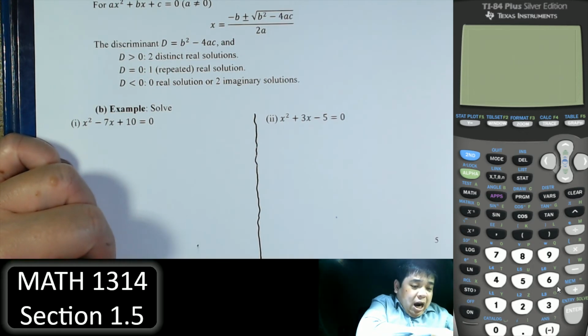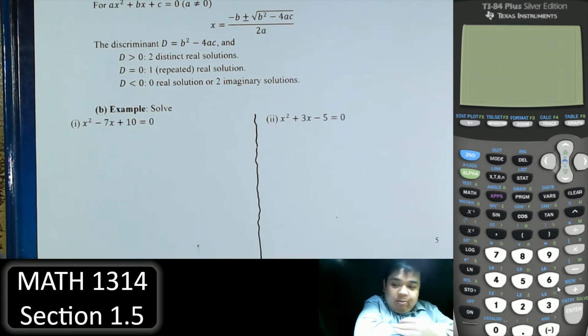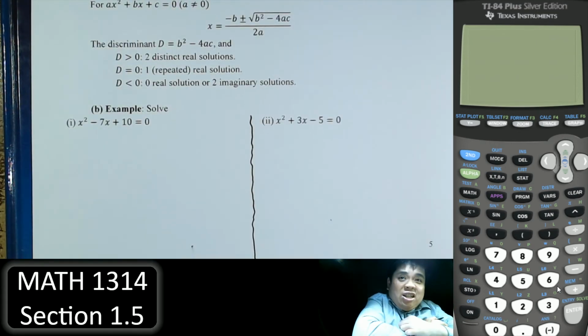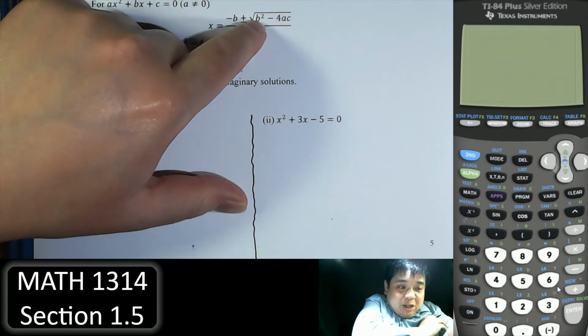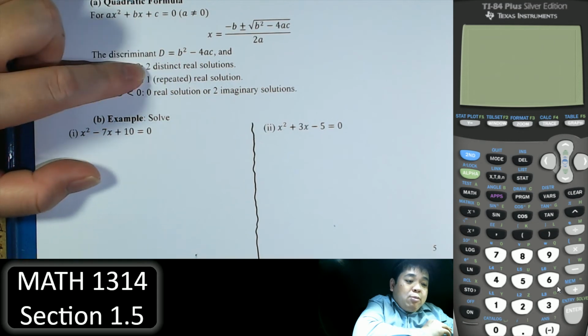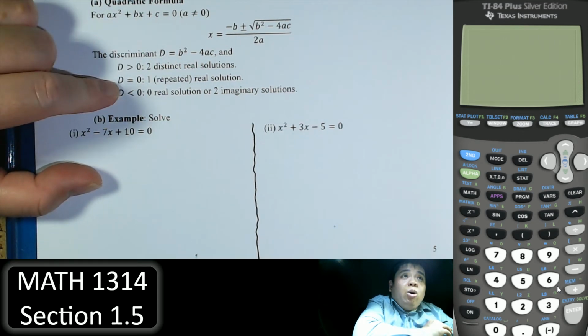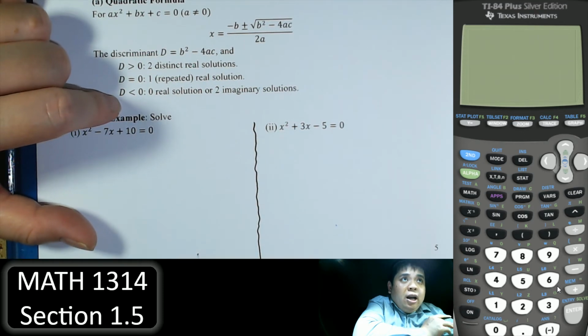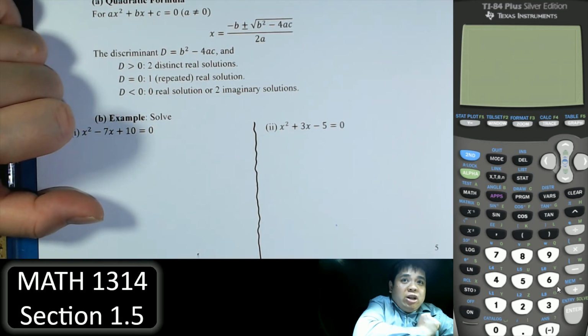Right. Once we prove that, we really don't need to memorize that. Just use the formula. The b squared minus 4ac is called the discriminant. If it's positive, we have two real solutions. If it's 0, we have one repeated solution. If it's negative, we have two imaginary solutions.